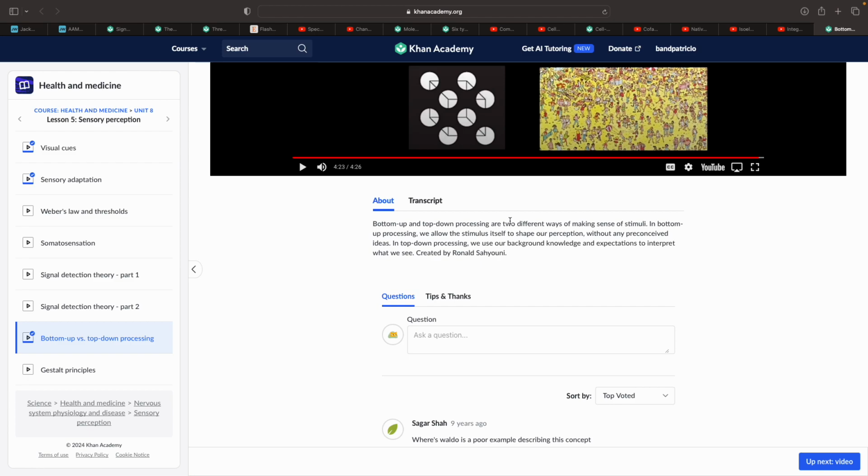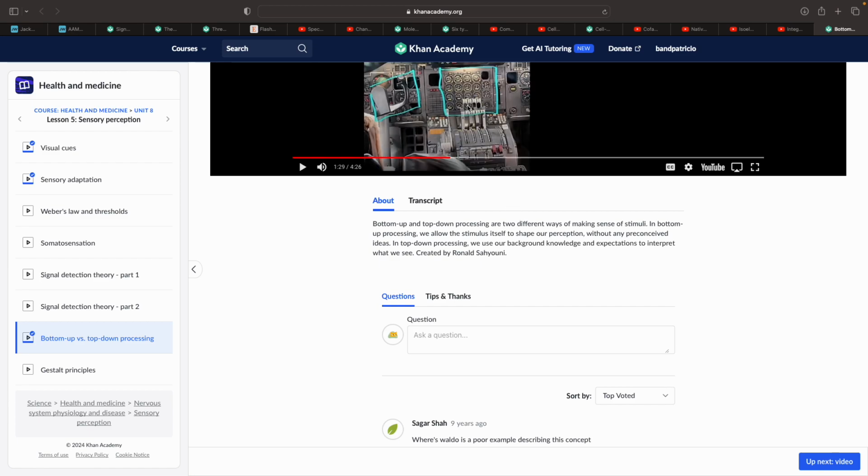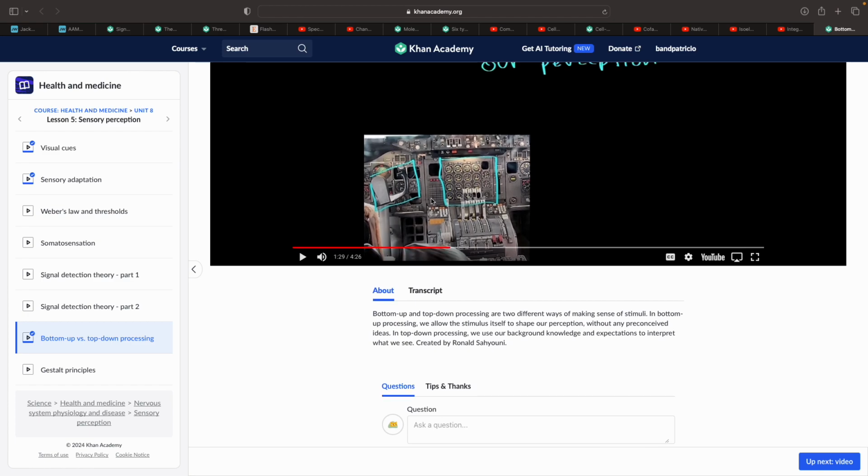Now we know induction is going based on the stimulus. It's like the Sherlock Holmes thing, right? So you have no knowledge. It's like the cockpit you see as a non-pilot. And that's when you are inducing something. So the stimulus induces your perception. And by this, we now know that bottom up is the same as induction.